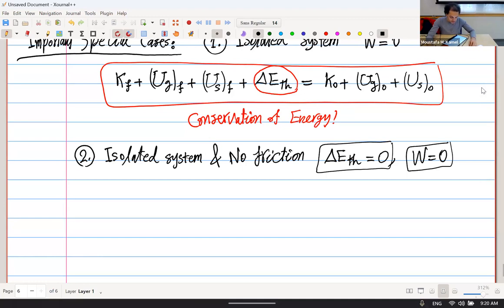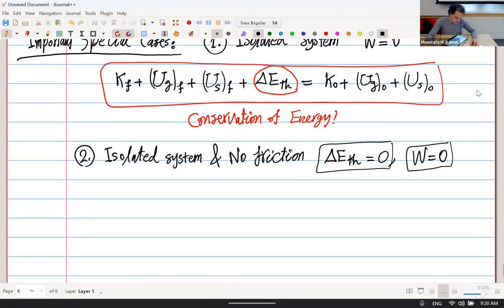This leaves us with what's known as the conservation of mechanical energy. And that's what we said: conservative forces conserve mechanical energy. So when there is no friction, we have conservative forces, and then the sum of kinetic plus potential energy equals the final sum of kinetic and potential energies.